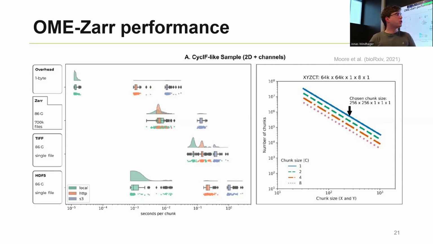HDF5, by the way, is a similar format to Zarr, only it has the disadvantage that it does not allow parallel writing. In Zarr, because it's individual files rather than one big file, you can write the individual files in parallel, whereas with HDF5 that does not work. So this was part of the original publication. It's gotten better since then.